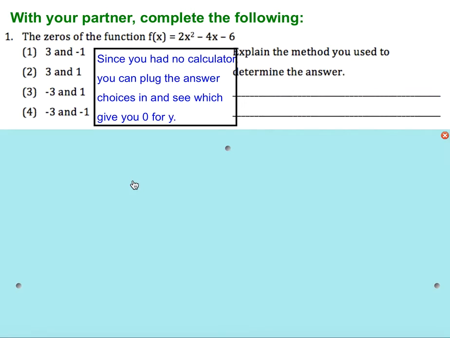Okay, we had these two questions here. It says the zeros of the function 2x squared minus 4x minus 6 are, is it 3 and -1, 3 and 1, -3 and 1, -3 and -1? So these numbers are very similar. What do they mean by zeros? It means where does the graph hit the x-axis?